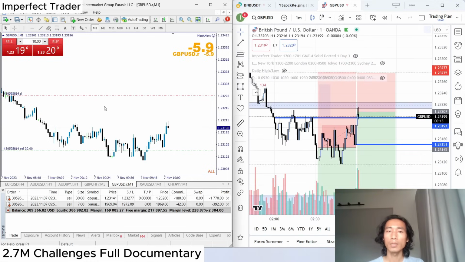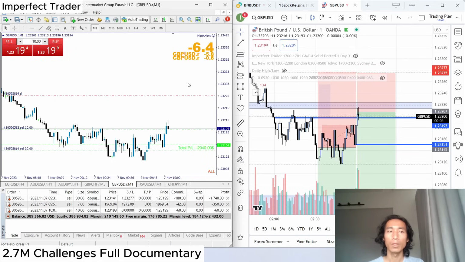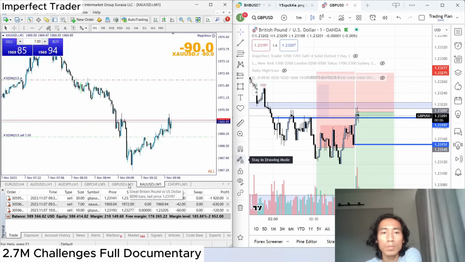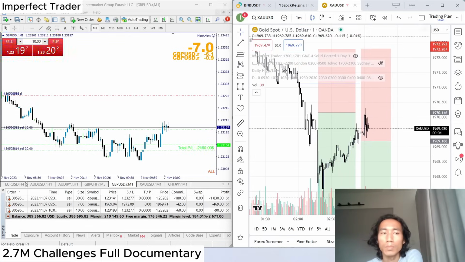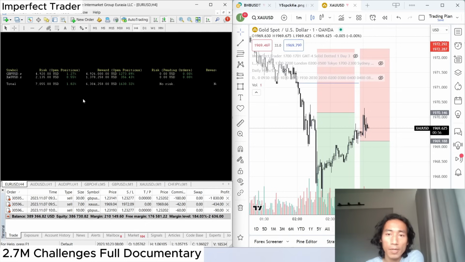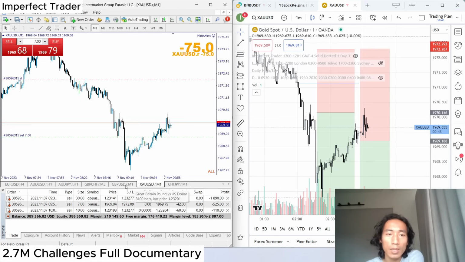I may add another 10 lot. There we go. So I just have another 10 lot on GU. You can see right here the total risk exposure is around 1.5%. Today we are up around 0.5%. Let's see how we end the session.